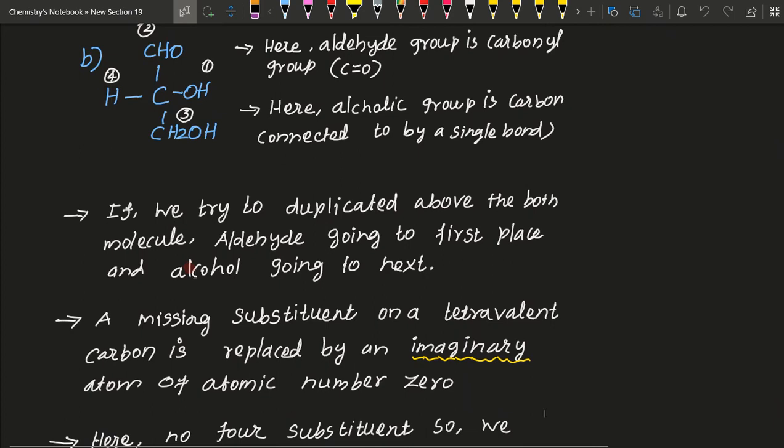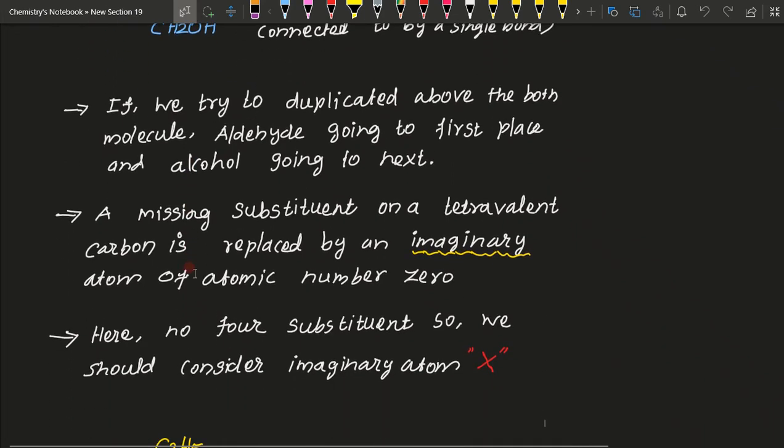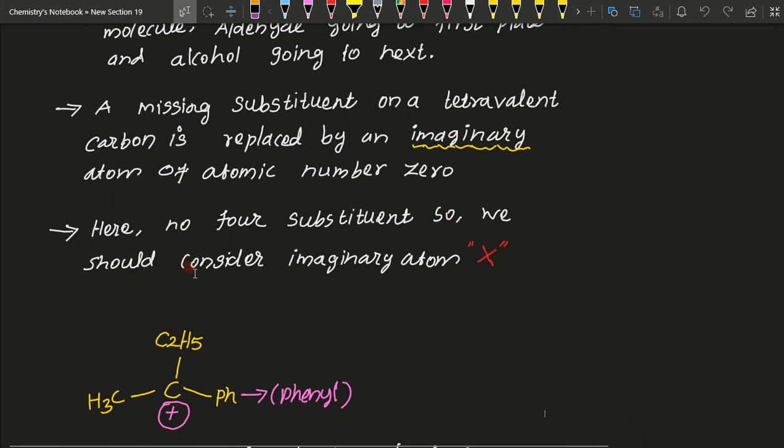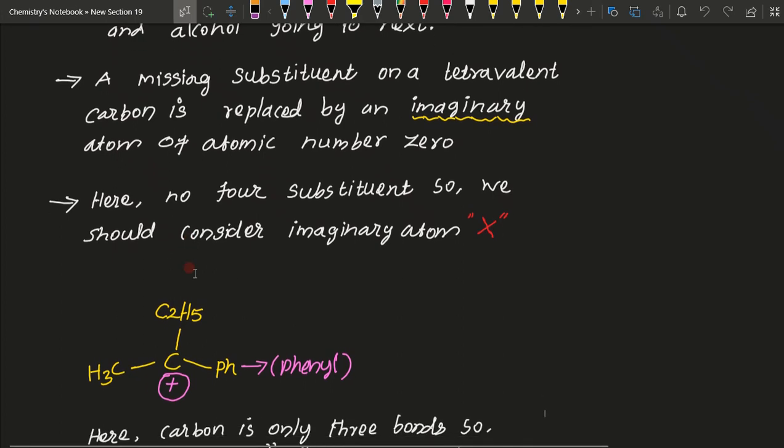Then if we try to duplicate it above the both molecule, aldehyde going to first place and alcohol going to next. Next, a missing substituent on a tetravalent carbon is replaced by an imaginary atom of atomic number 0. Here no substituent, so we should consider imaginary atom X. X is going to least priority.